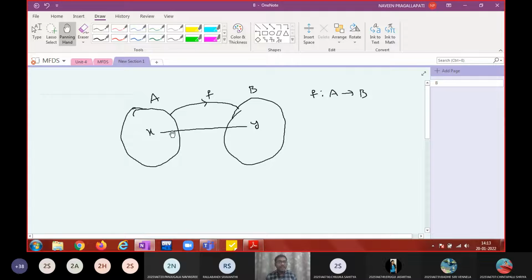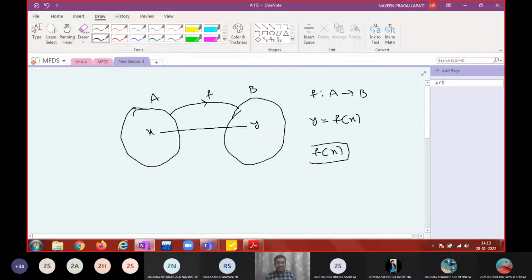x is called the pre-image of y, and y is called the image of x under the mapping f. So how are they related? y equals f of x. What we generally call a function, we mostly write as f of x.